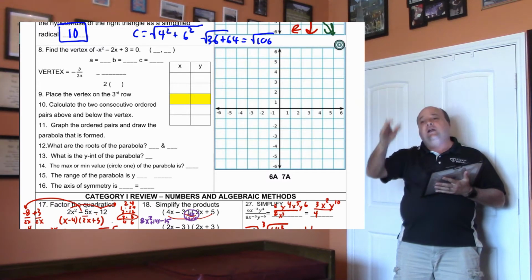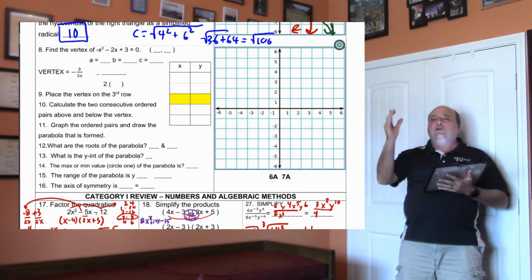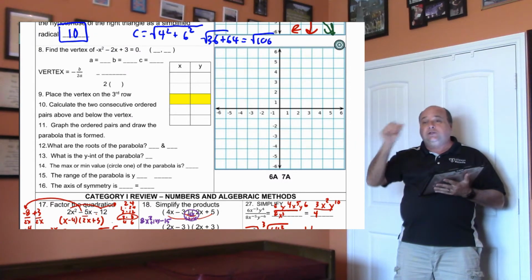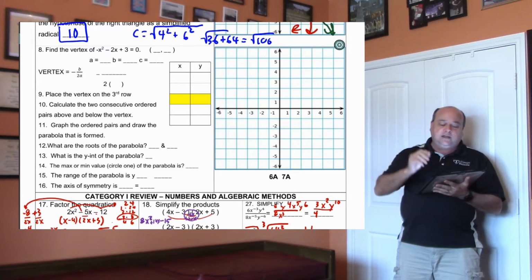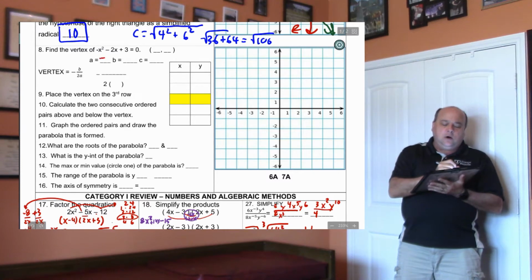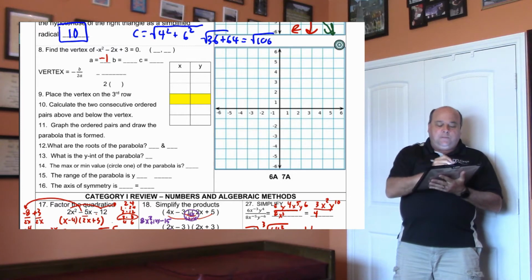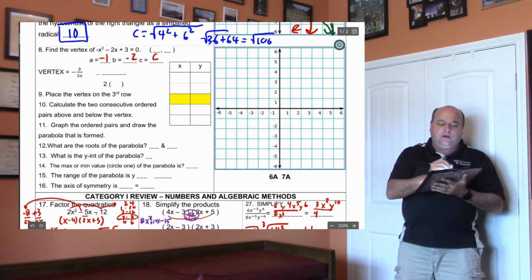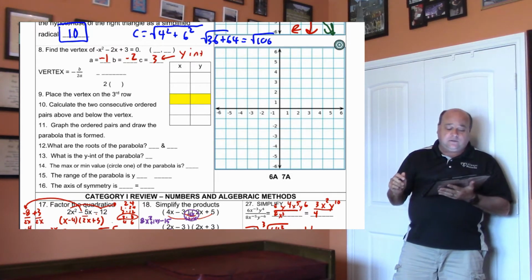You could graph it and trace to the vertex. If you don't have a calculator, you could get that with the negative b over 2a, which is your axis of symmetry, which gives you the x-coordinate of the vertex. So that's what we're going to do. On this problem, our a is -1. That means this parabola will open down. The b is -2 and the c is 3. Also remember the c number is going to be your y-intercept, so I know that this parabola will cross the y-axis at 3.